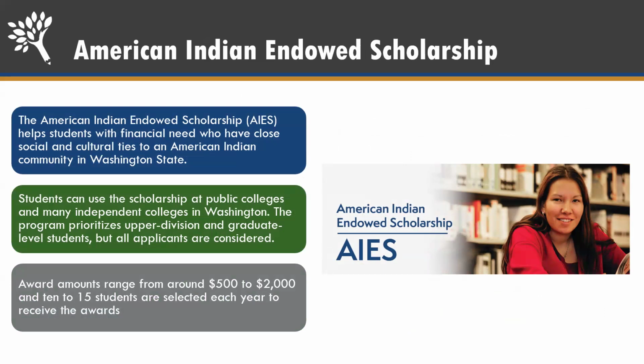Another scholarship is the American Indian Endowed Scholarship. And this one is amazing because it also prioritizes graduate students. The American Indian Endowed Scholarship comes through Washington State. There are awards between $500 and $2,000, and there are 10 to 15 awards. But I also encourage students who are going into upper division or graduate level studies, it's really important to always try to find that additional funding.